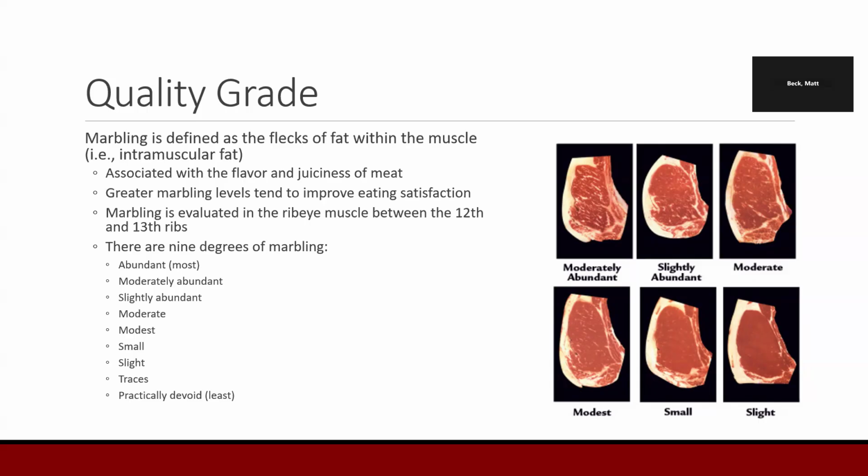Marbling is evaluated on the ribeye muscle between the 12th and 13th rib. There are 9 degrees of marbling: abundant, which is the most, moderately abundant, slightly abundant, moderate, modest, small, slight, traces, then practically devoid, which would be the least. So these are images of moderately abundant through slight. As you can see, the amount of that intramuscular fat goes down as the quality grade gets worse. Any questions?